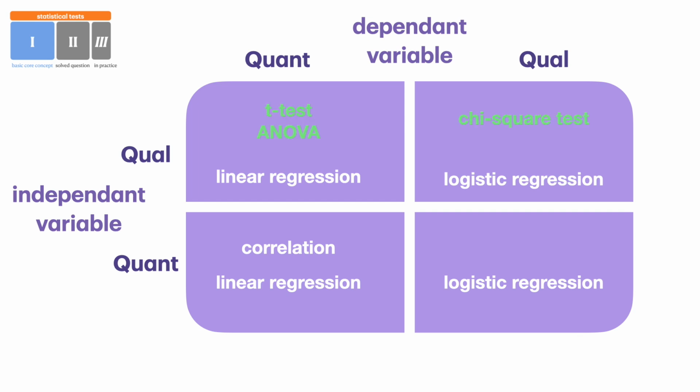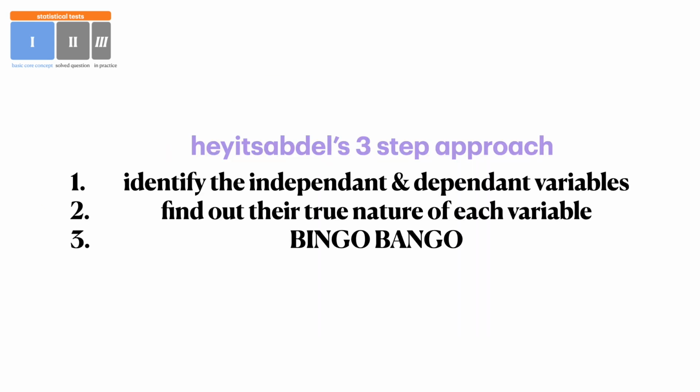So these are a bit less common, but they do exist, so do keep that at the back of your heads. Ultimately though, the three most common are going to be the t-test, ANOVA, and chi-square test, and that's why most of our questions today will be revolved around those three. So how do I approach those NBME questions? This is my three-step approach.